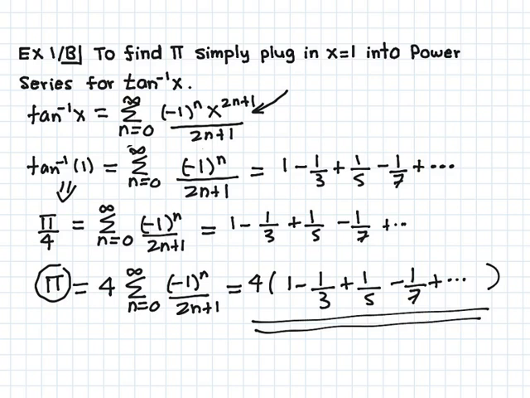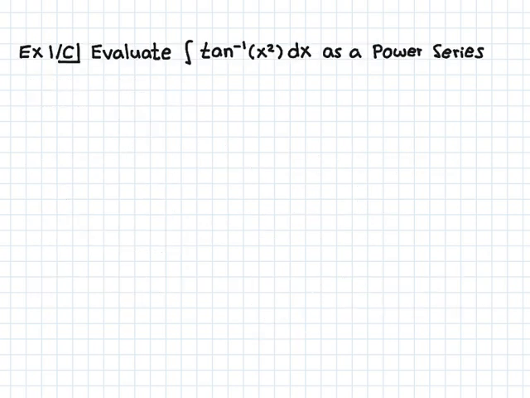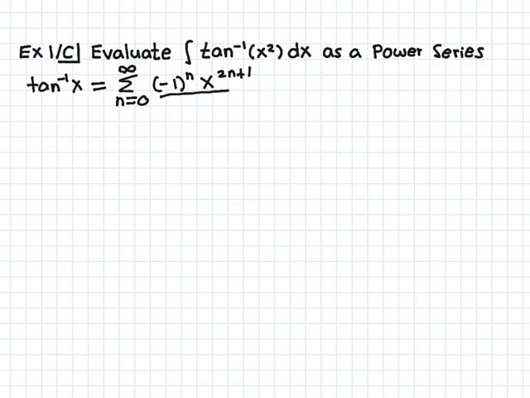All right, so now let's look at part C. Part C asks us to evaluate the integral of tan^-1 of x squared dx as a power series. We already know the power series for arctangent of x. We found that earlier in part A. tan^-1 x is equal to the summation from n equals 0 to infinity of (-1)^n x^(2n+1) divided by 2n+1.